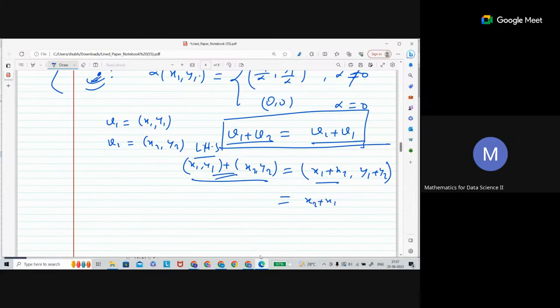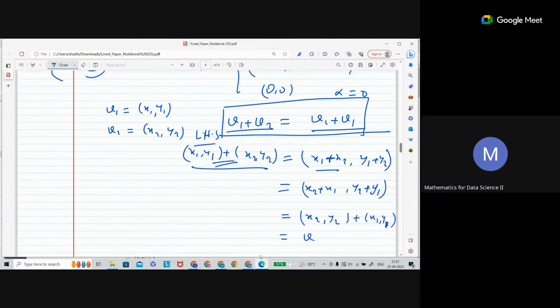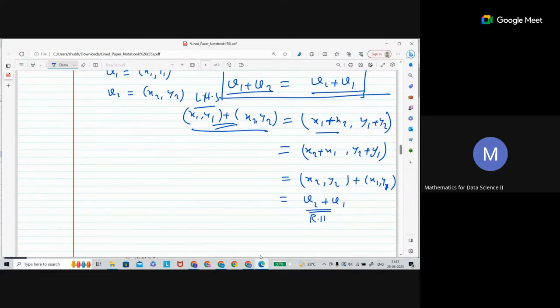Just write that the real numbers are commutative. You know the real operation; this operation on real numbers is commutative. You can do it like this, right? That means here x2 y2 plus x1 y1, right? That means here v2 plus v1. You reach the right hand side.